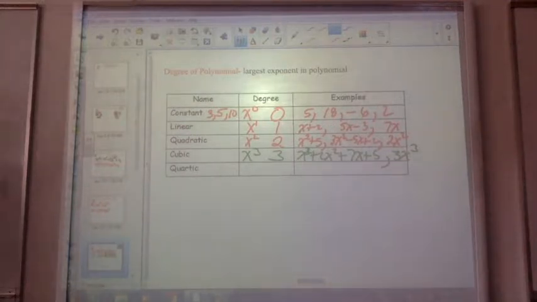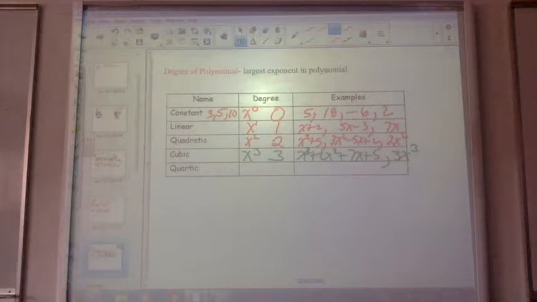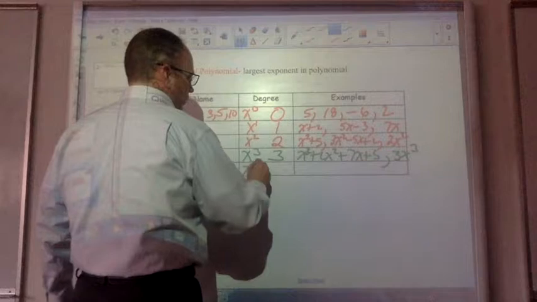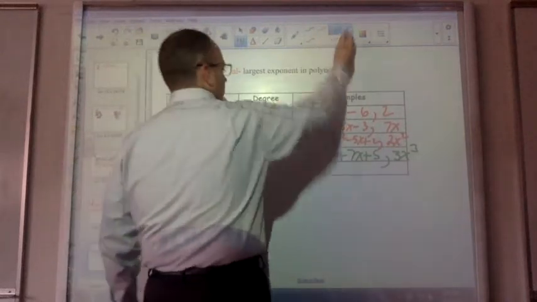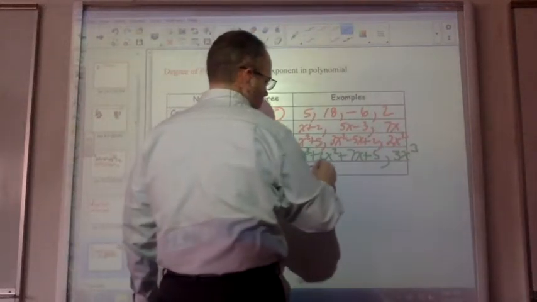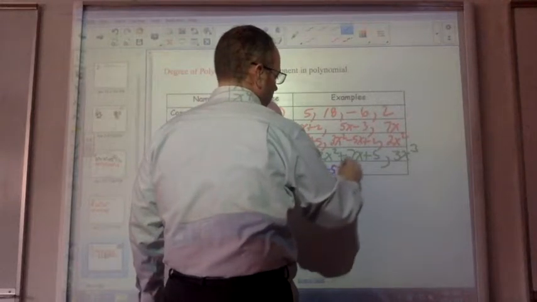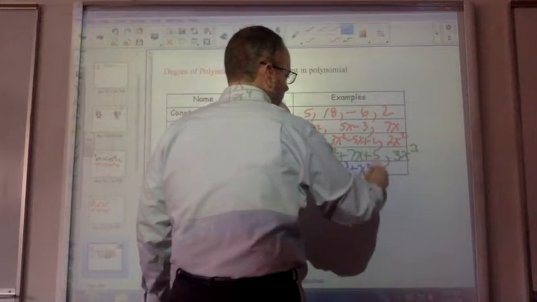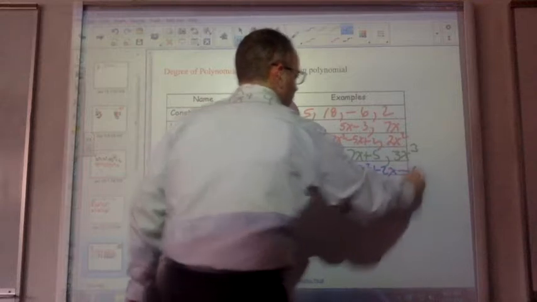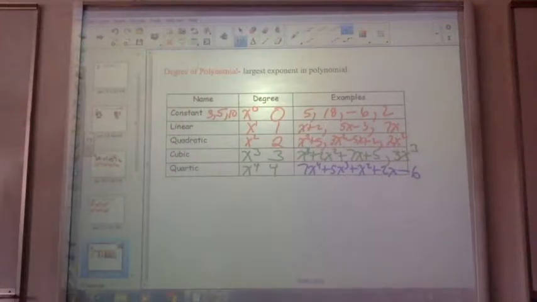Oh, quadrant. Oh, quartic. Anyone want to take a shot at quartic? X to the 4th, yeah. So x to the 4th, so it's a 4th degree. And so you could just have something huge. You could have 7x to the 4th plus 5x to the 3rd plus x squared plus 2x minus 6. X to the 4th. Ooh, that's big stuff. Quartic. Okay, so constant, linear, quadratic, cubic, and quartic. You want to keep going? The next one's called quintic.